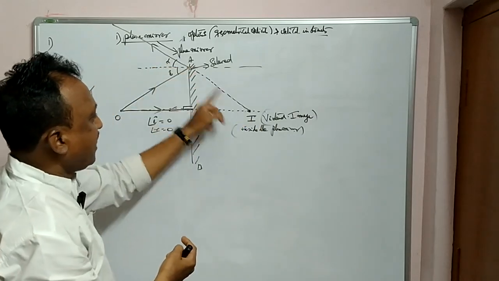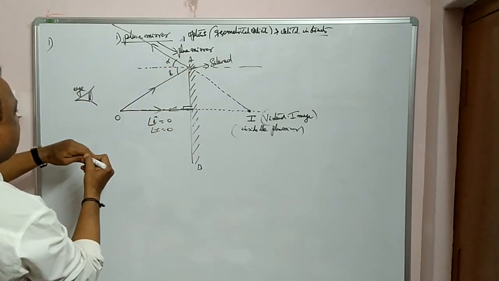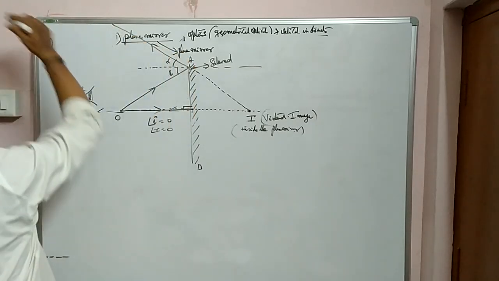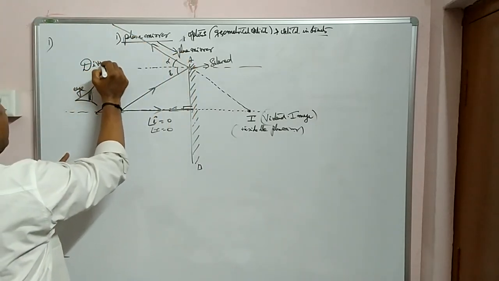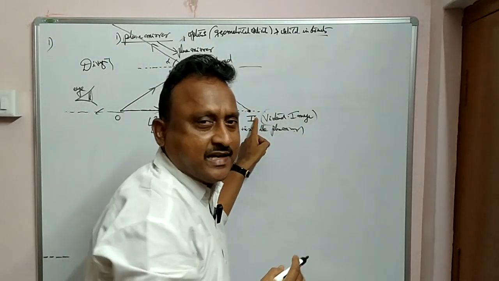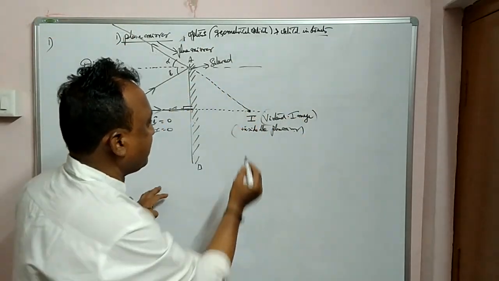And if you join the line, because these two are what, these lines if you extend, what happens? These are diverging rays. ఈ rays meet అవ్వవు, these rays diverge. So when you extend these lines, they meet here, and that point is called the image.